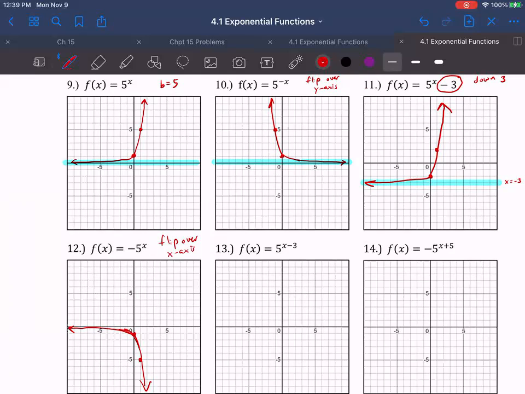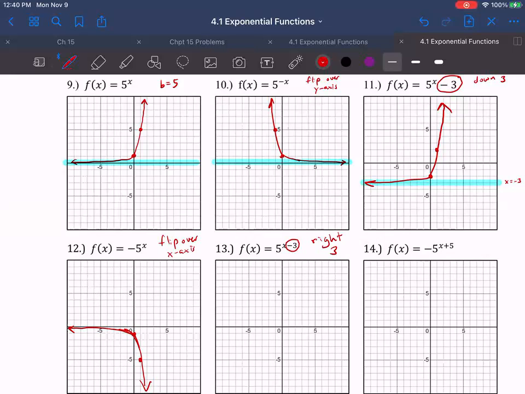The next one is f of x equals 5 to the x minus 3. Since that minus 3 is acting directly on the x, that means we have to move horizontally. And so we do the opposite of what is there. So instead of moving left 3 or in the negative direction 3, we're going to move in the positive direction 3, so we're going to move right 3.